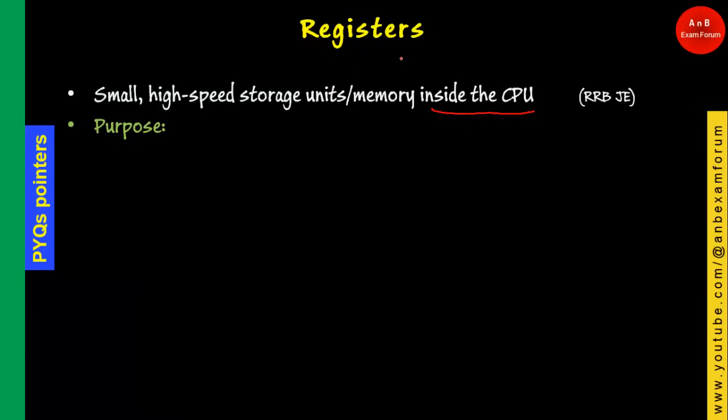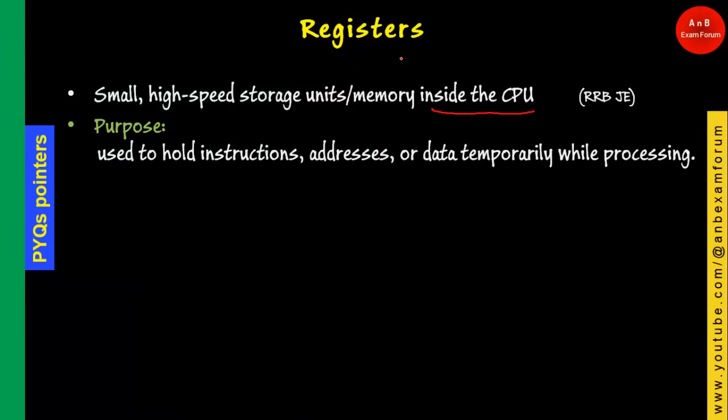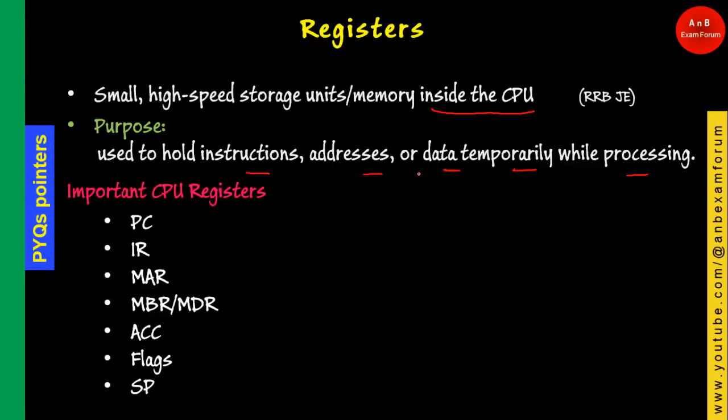Okay, and what exactly is the purpose? They are going to store the instructions, addresses or the data temporarily during the processing. Since they are memory units, they are going to hold something. Register can store instructions, addresses or data which are to be used during the processing. There are many registers found in the CPU, and these are the common important CPU registers which are commonly asked in the exam, and we are going to see them one by one.